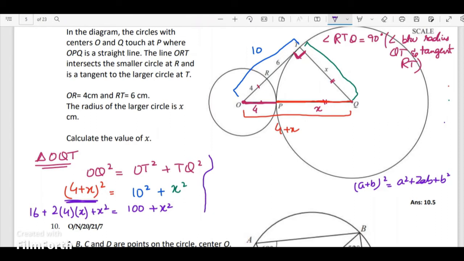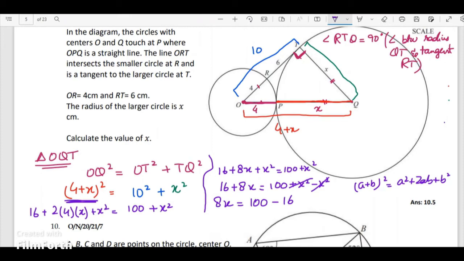Moving on, we get 16 plus 8x plus x squared equals 100 plus x squared. Because we have to find the value of x, let's group the like terms. So maybe I'm keeping 16 plus 8x over here first and taking x squared over there. So 100 plus x squared minus x squared, they cancel, and we are left with 16 plus 8x equals 100. So let's take 16 there now. 8x would be equal to 100 minus 16.